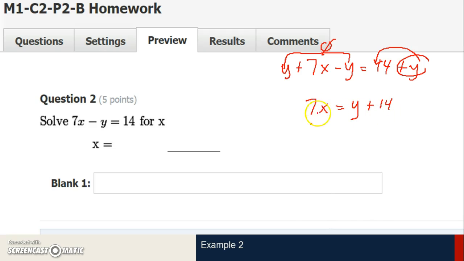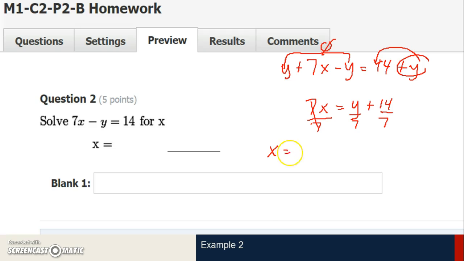I've got to get rid of the 7. There's not an operating sign between them, so I know it's multiplication. Inverse of multiplication is division. I want to eliminate 7, so I divide by 7, and make sure that I divide this entire side by 7. So I'm going to divide the entire side by 7.